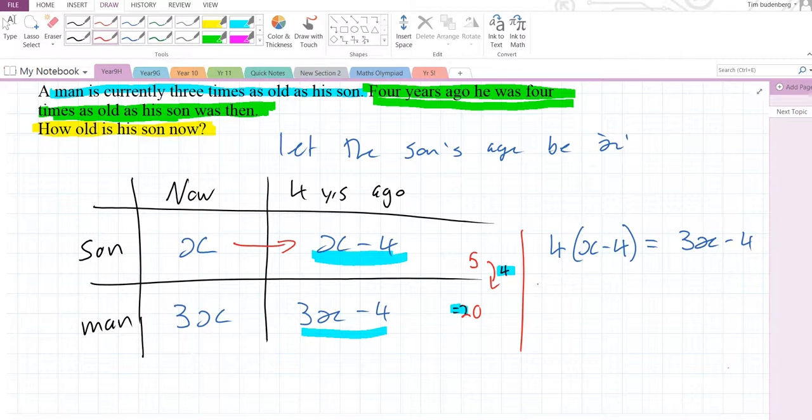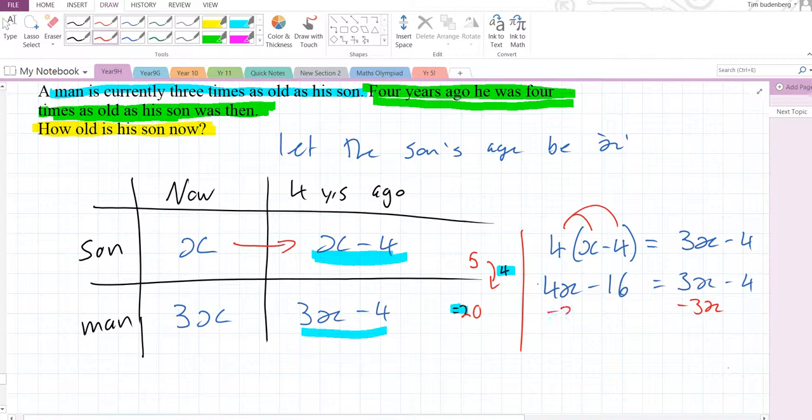So, we start by expanding brackets, simplifying. Remember, BEFORE anything else: expand brackets, simplify, get all the x's on one side, and then we're going to unwrap it. So, expanding brackets. We have 4x take 4 times minus 4 is 16, equals 3x take 4. We are going to move all the x's to one side. Let's subtract 3x. 4x take 3x is simply x, minus 16 is equal to negative 4. We're going to get rid of that minus 16 by adding 16. And x is equal to 12.